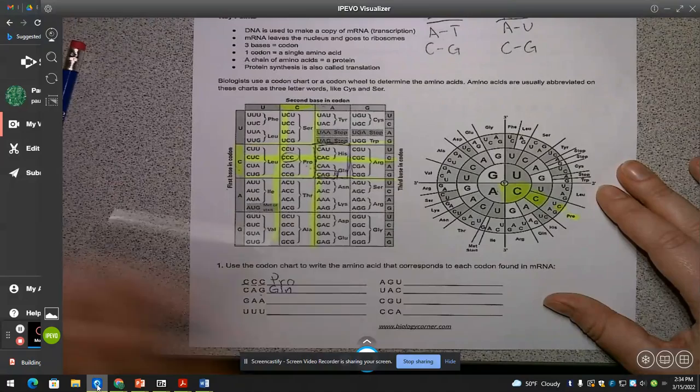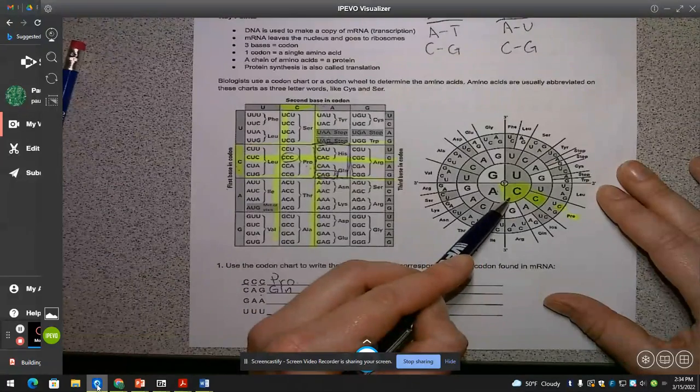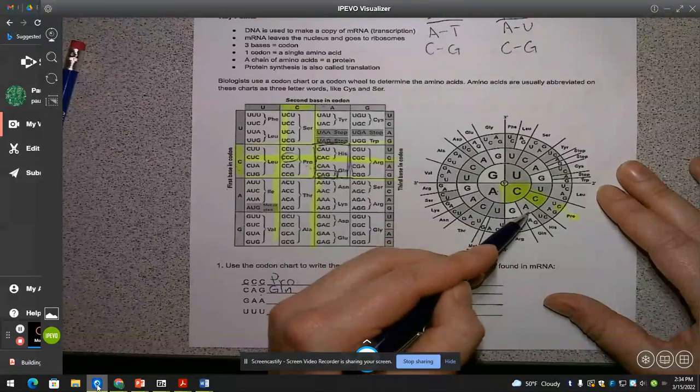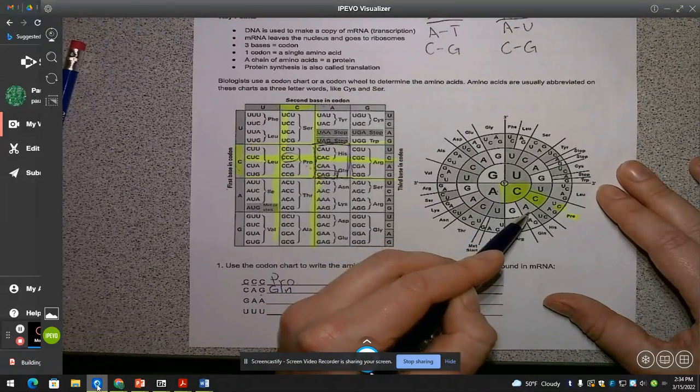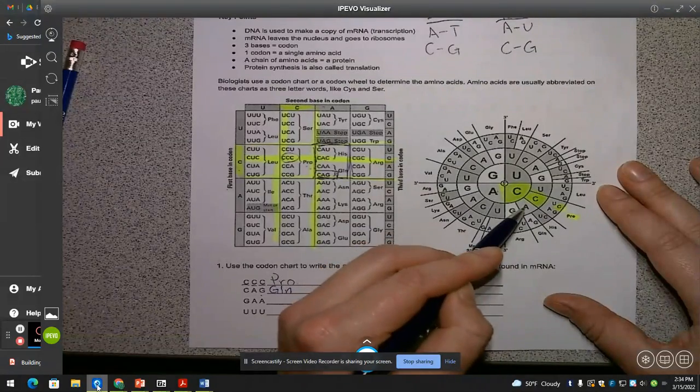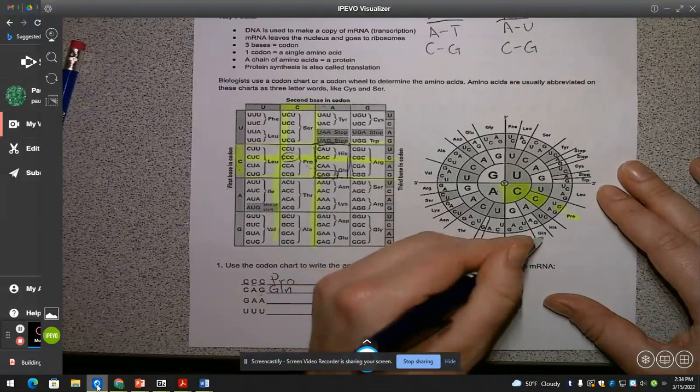Same thing over here. We're starting off with C, which is our first base. We're going to go to our second base, which is A. So shift over here. And then we are going to go to G, which is right here. So CAG. And that's the same thing over here.